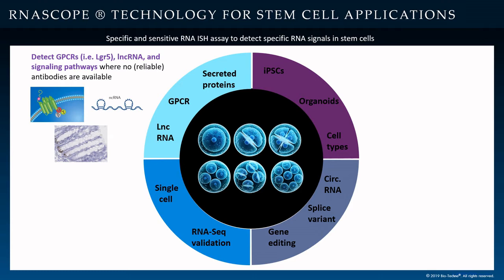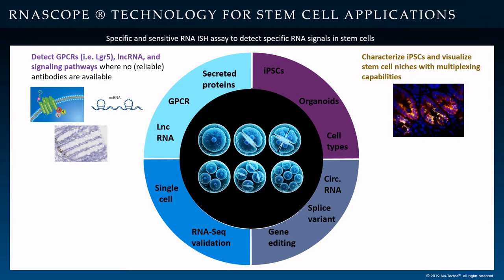So with all of that product portfolio, let's dive deeper into how RNAscope can be applied in various areas of stem cell research. Applications include detection of molecules such as GPCRs, including Lgr5. Lgr5, as you know, is a target that's known to have challenging antibody for protein detection by IHC, as well as long non-coding RNA, which cannot be detected by IHC since they do not code for a protein. In addition, one can visualize differentiation of induced pluripotent stem cells, or iPSCs, as well as organoids, to characterize novel cell types in the tissue context.